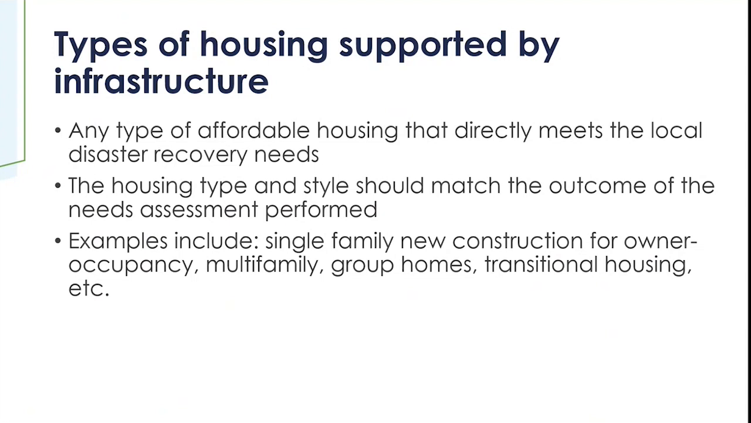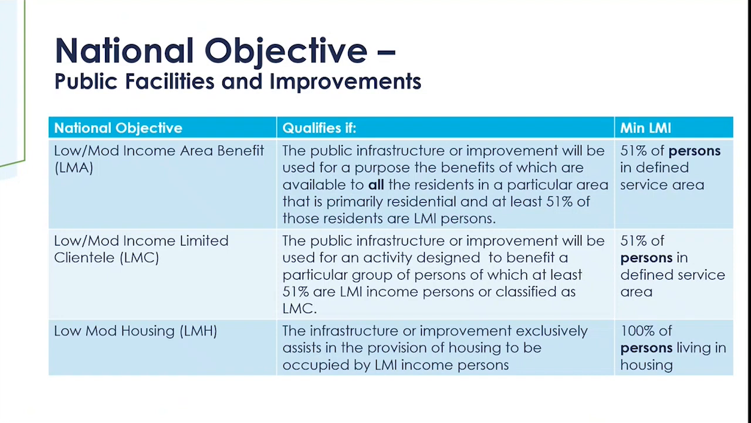The national objectives could include low and moderate area benefit, where 51% of the homes constructed must go to house low and moderate income, or low-mod clientele, where the housing serves a particular group of persons, or low-mod housing, where 100% of the housing serves 100% LMI. This slide just lays out those different options for national objectives with public improvements and public facilities.